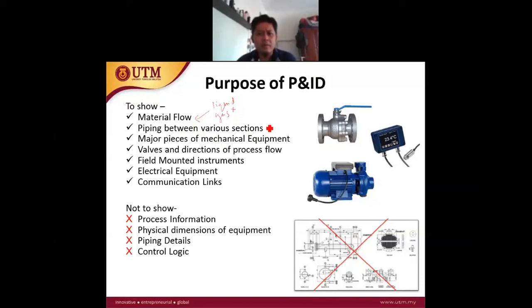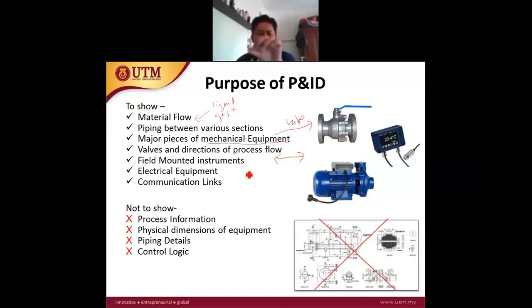Okay, let's say for example the main pipe goes to the junction and so on. Major pieces of mechanical equipment, like valves, and the direction of process flow, whether it goes in one direction, unidirectional, or both. Field mounted equipment: some instruments are put in the field.